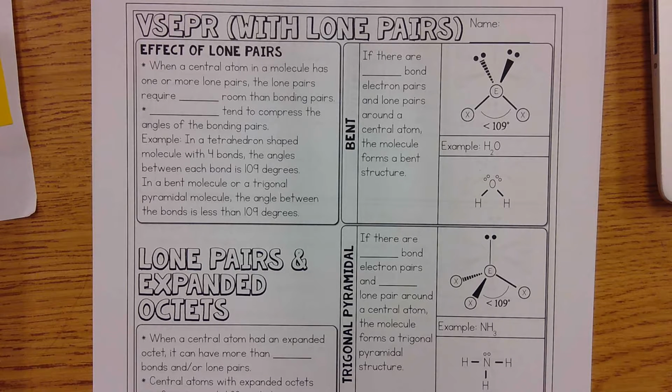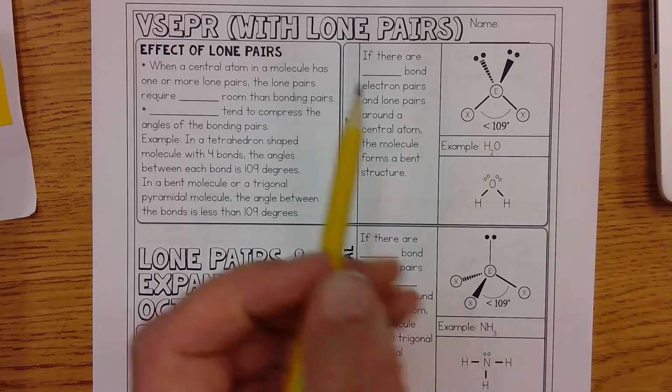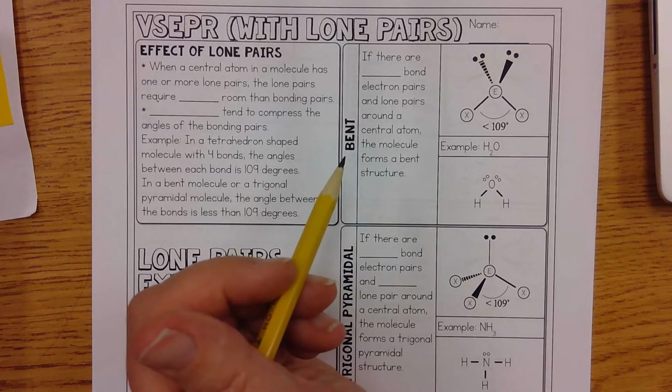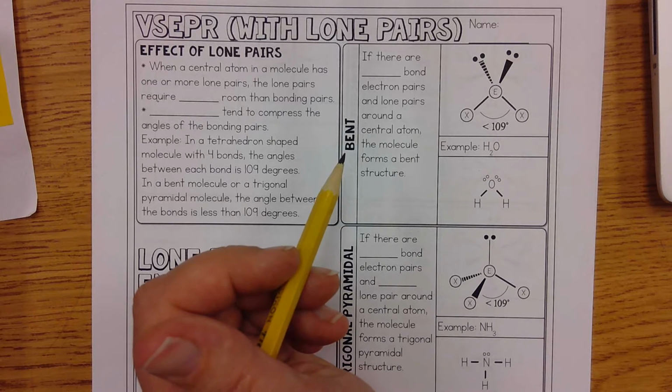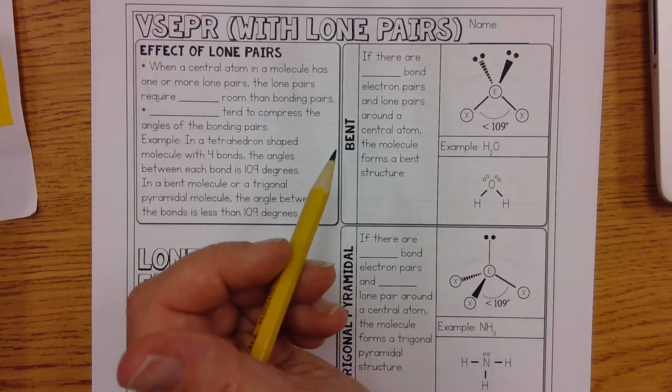All right, so I'm not sure if you noticed or not, but all of those shapes and all of those molecules had no lone pairs. So if we're talking about molecule shapes with lone pairs, it does look a little bit different. Those lone pairs do have a different effect than two bonded electrons.